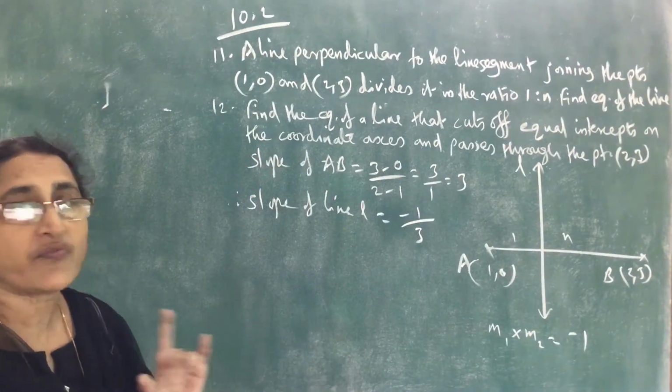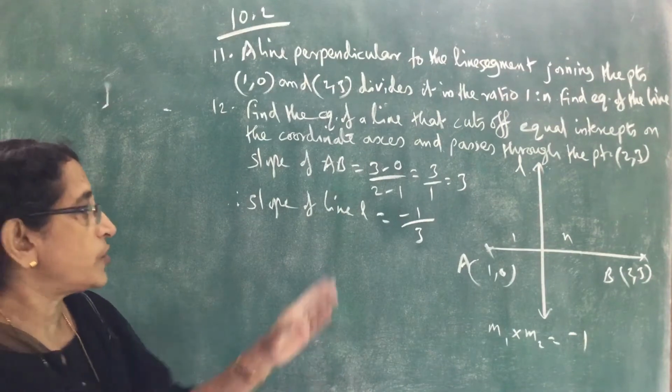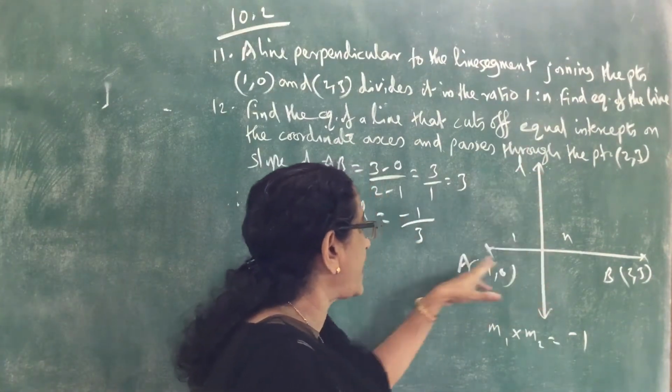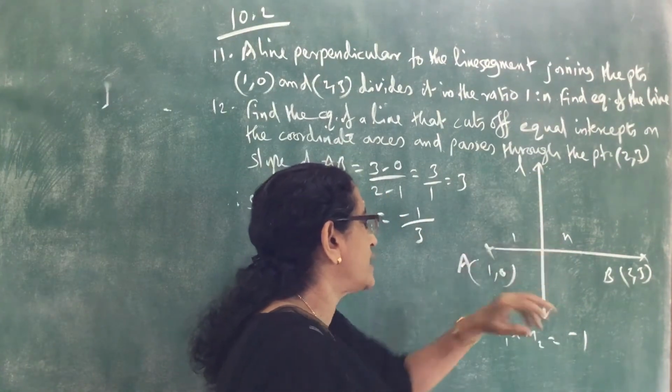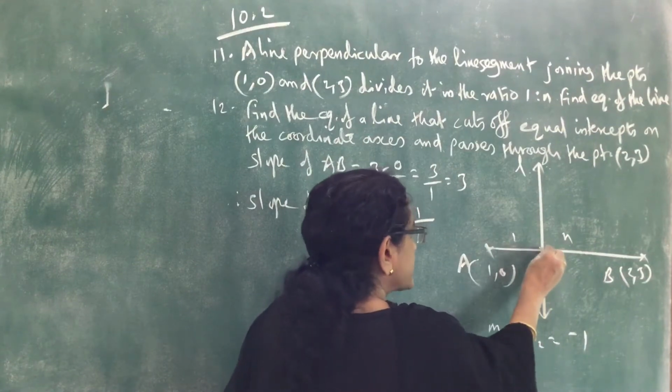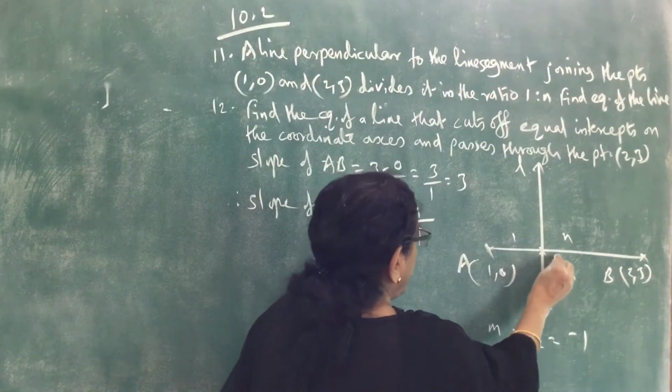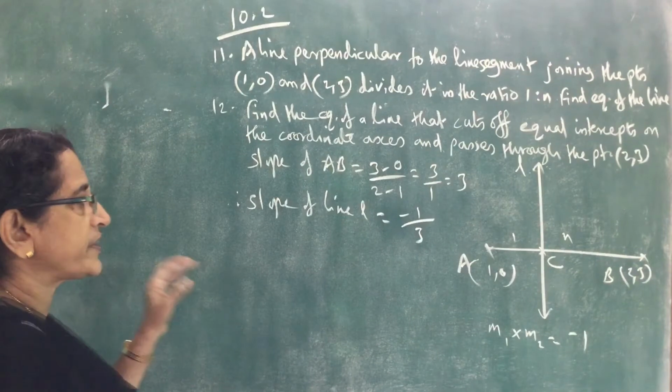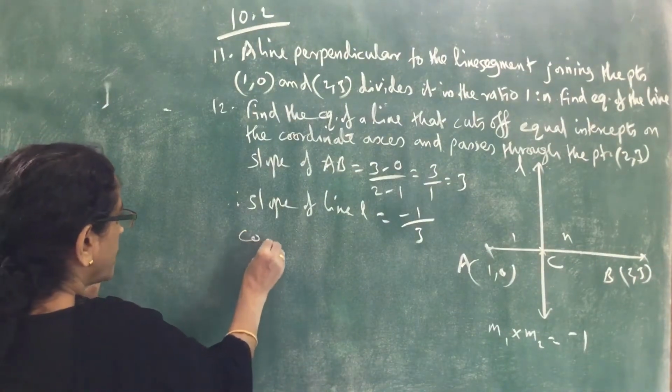Now we want to get one more point on the line. Given that this line divides AB in the ratio 1:n, we can find this point's coordinates. Let this point be C. So we can find the coordinates of C.